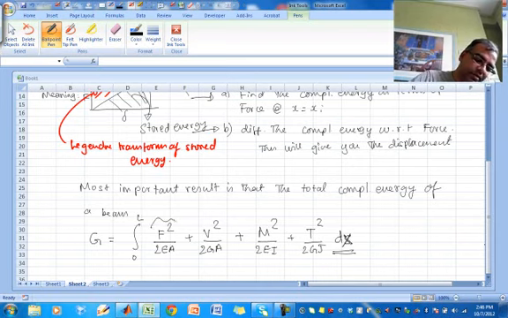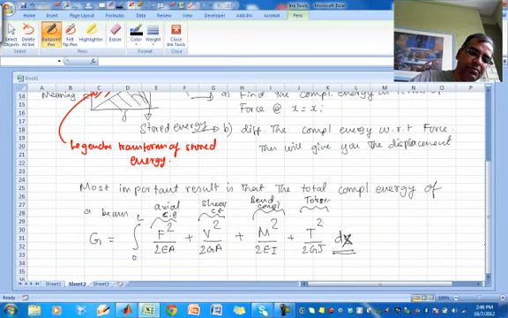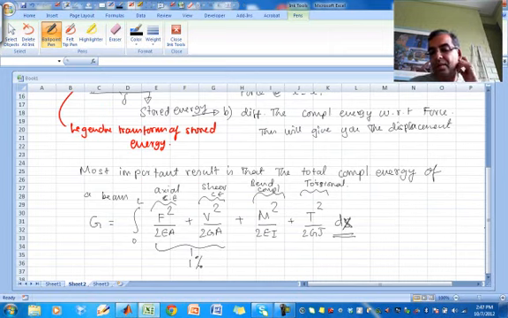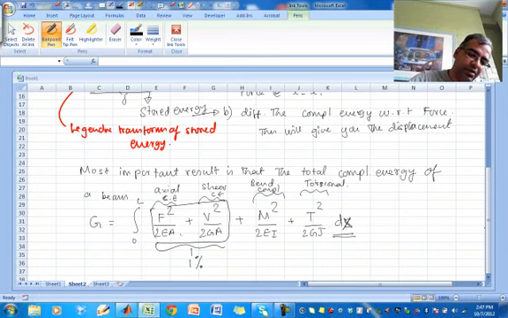Okay. So this is axial complementary energy. This is shear complementary energy. This is bending complementary energy. This is torsional complementary energy. Just to give you an idea, these two things will contribute less than 1%, unless the beam is really short. So for short beams, this will dominate. For long beams, this will dominate. Okay. So now let's look at an example.